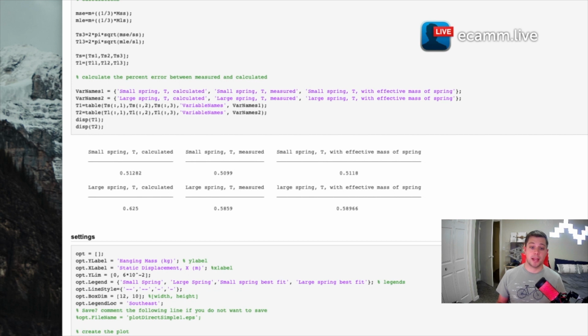Including the mass of the spring had a minor but improving effect on the small spring, but had a significant effect on the comparison of the measured and calculated values of the large spring.